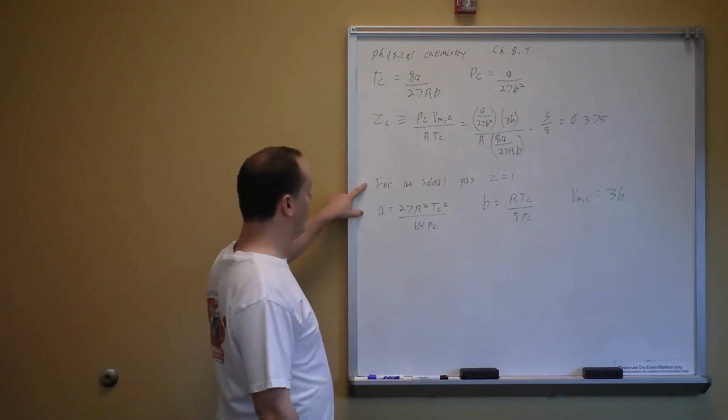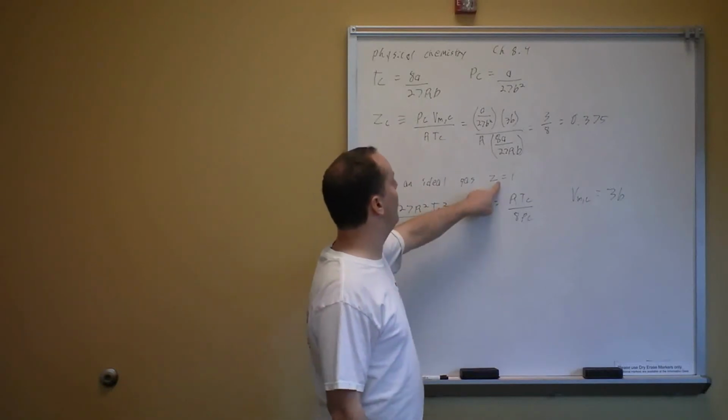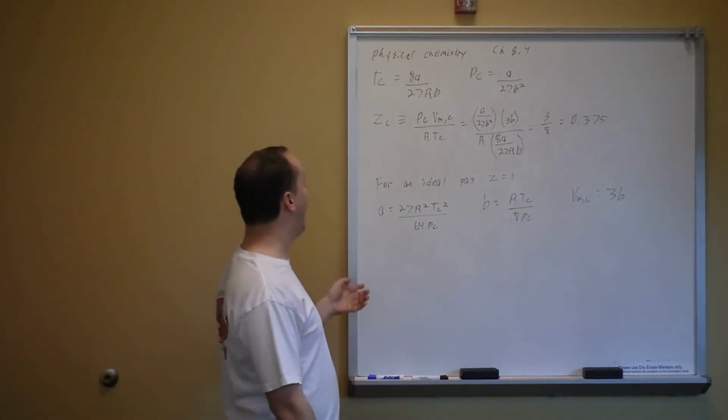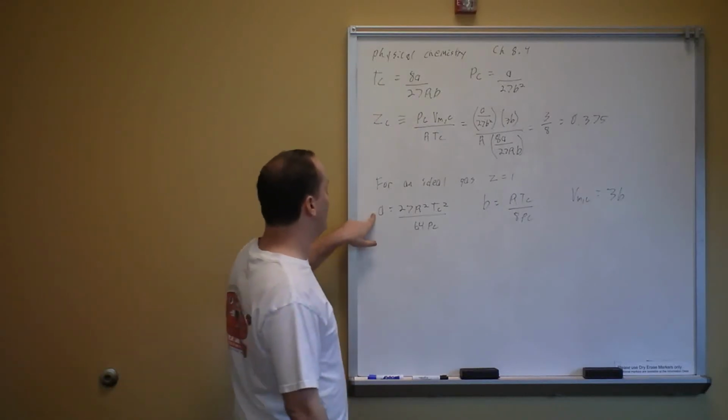Now for an ideal gas though, Z equals 1. Obviously 1 does not equal 0.375, which tells me that an ideal gas does not have a critical point.